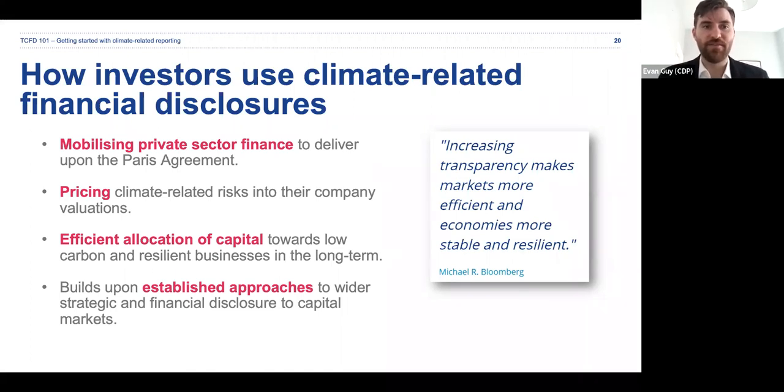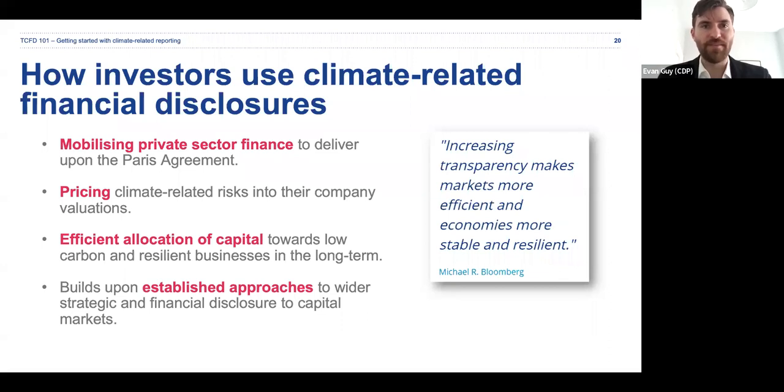Investors are increasingly looking to invest in businesses that are sustainable and that are, for example, aligned with the goals of the Paris Agreement. And reporting is how you communicate to your investors the action that you're taking to both build resilience and potentially mitigate your impacts over time. It also helps investors to ensure that risks and opportunities that companies face are correctly priced into their valuations. Investors want to understand what risks the companies they're investing in are exposed to, and particularly what they're doing to mitigate those risks.